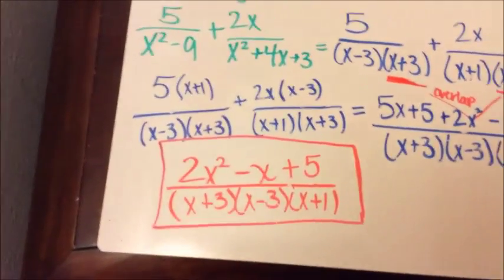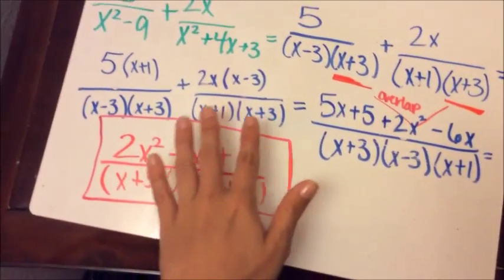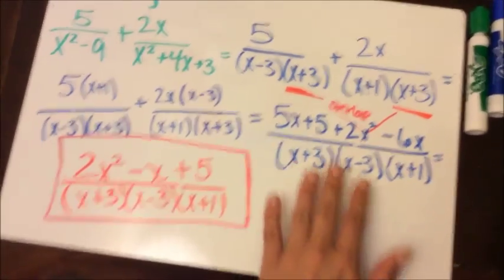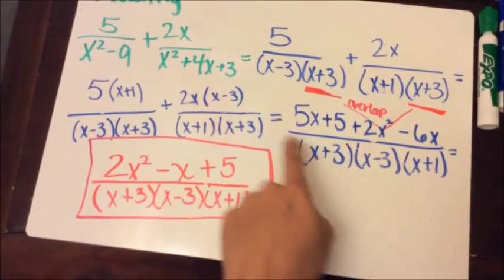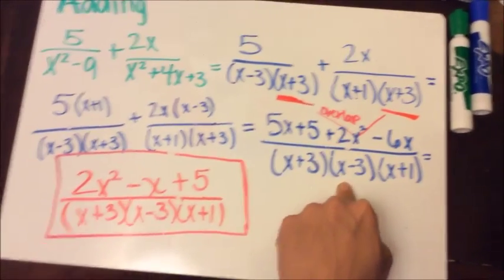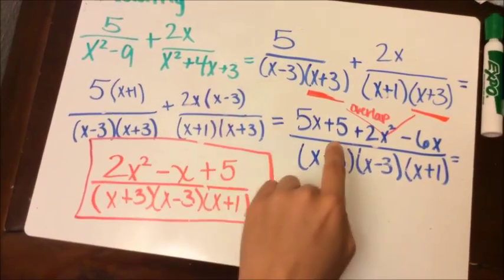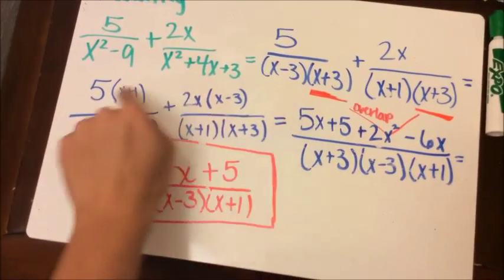Now, after we do that, we would combine all the denominators together. Again, we don't want to repeat them, so we would just write it once because they both have it. And then an x plus 1 and an x minus 3. Now we combine them and we're adding. So we have 5x plus 5.